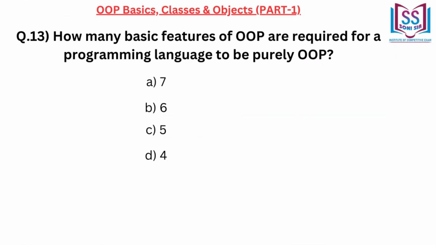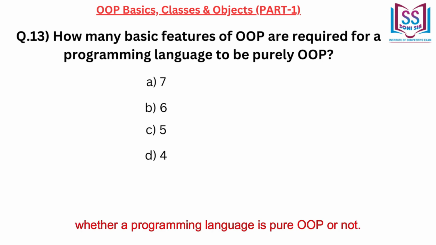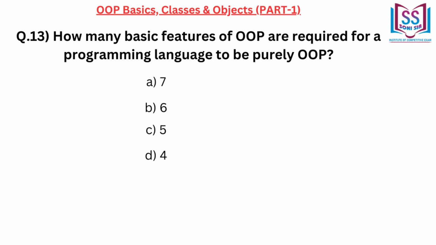How many basic features of OOP are required for a programming language to be purely OOP? A. 7. B. 6. C. 5. D. 4. Correct answer, A. There are 7 basic features that define whether a programming language is pure OOP or not. The 4 basic features are inheritance, polymorphism, encapsulation, and abstraction.